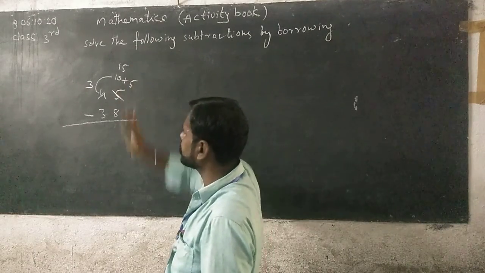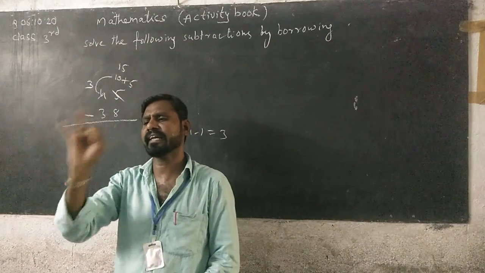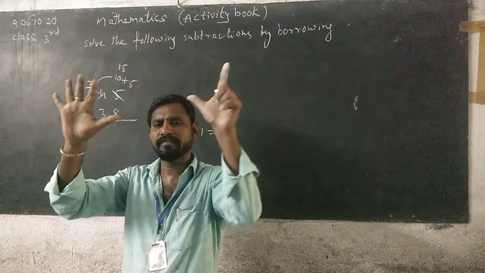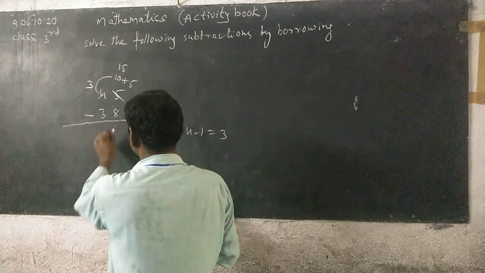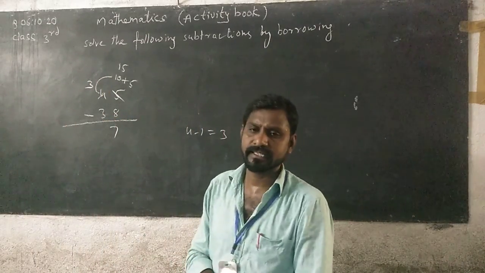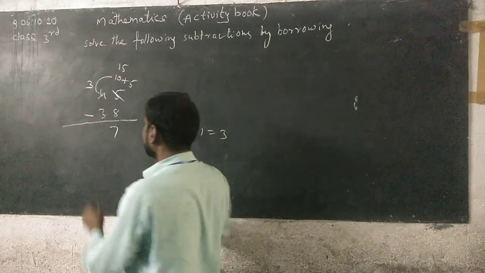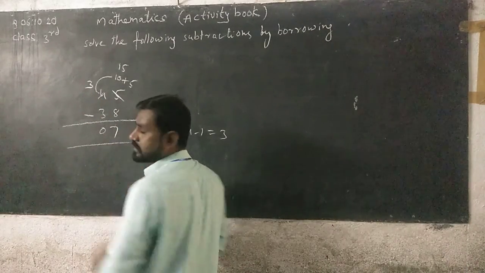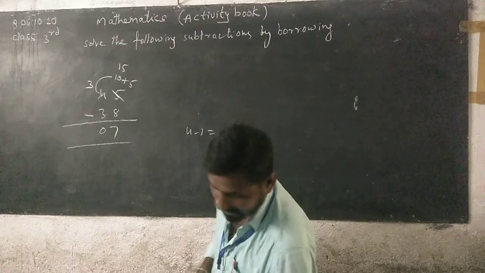15 minus 8, you can count 8 after up to 15: 9, 10, 11, 12, 13, 14, 15. You can write 7. Now, next we subtract the digits in tens place. 3 minus 3, what do we get? 0. What is the difference? 7.